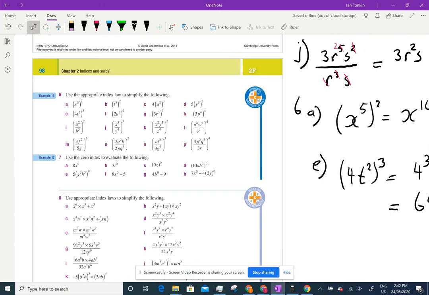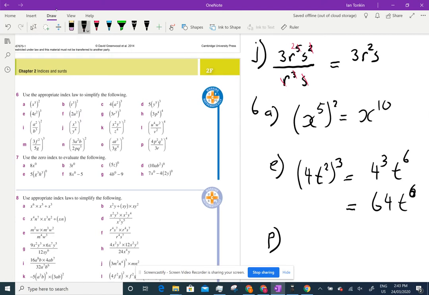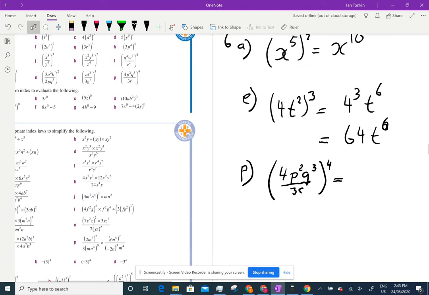So let's have a look at m. Actually, I'll do p, because I reckon you're going to have trouble with p. What have I got? 4p squared q cubed to the 4 all over 3r squared. Now, remember, all you're doing is you're raising every term there to the power of 4. 4 to the power of 4. I'm going to need my calculator for that one.